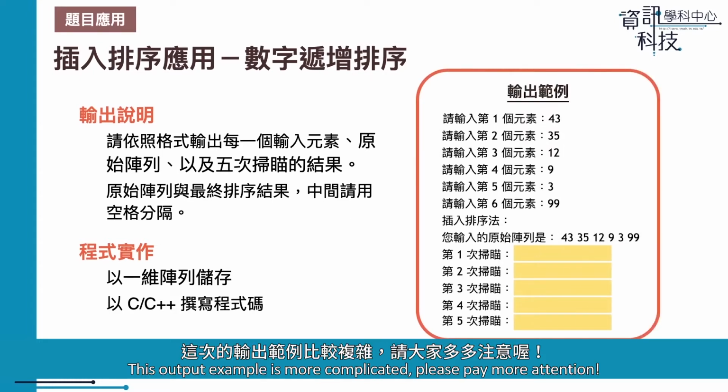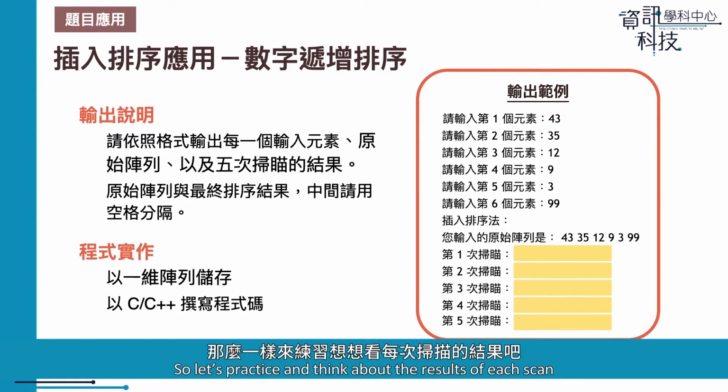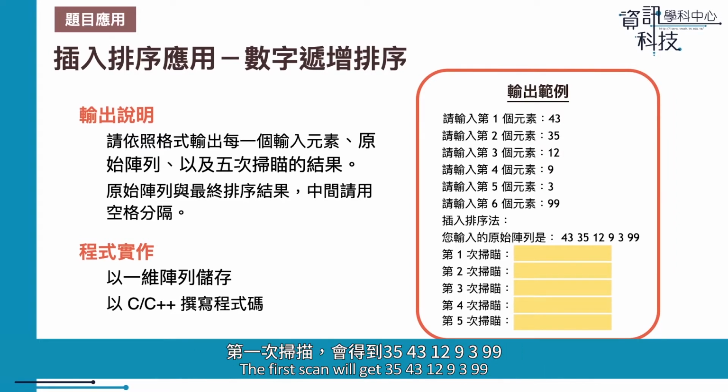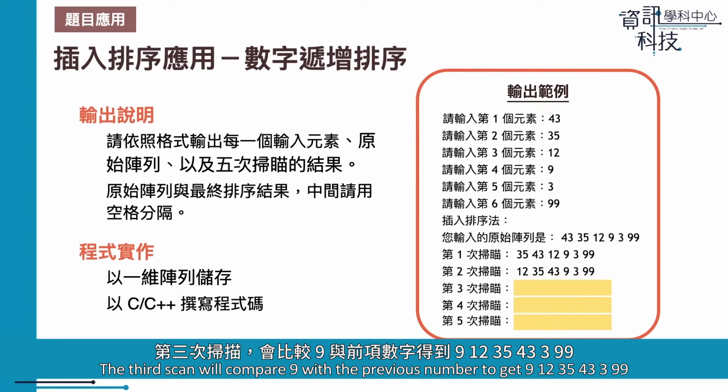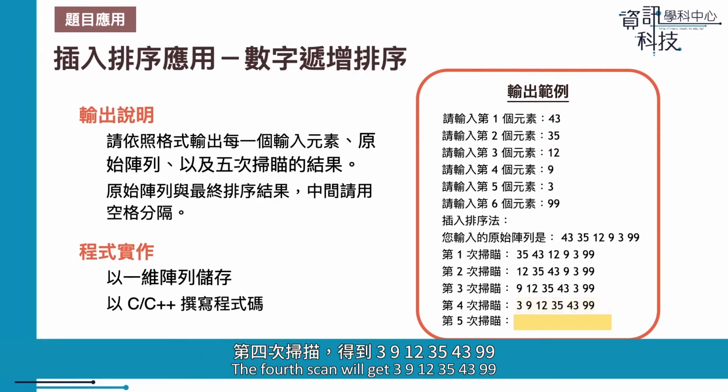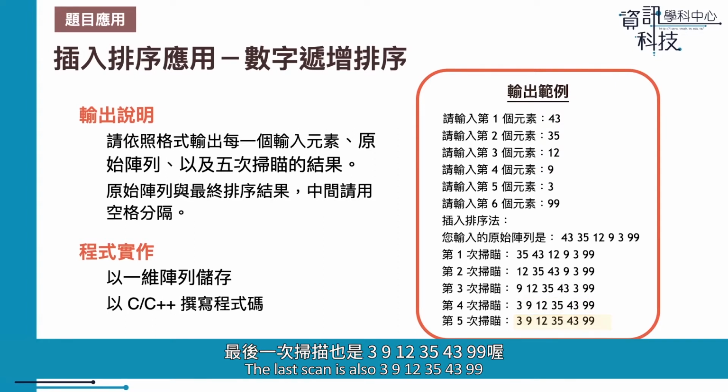Output example. This output example is more complicated. Please pay more attention. So, let's practice and think about the results of each scan. The first scan will get 35, 43, 12, 9, 3, 99. The second scan will compare 12 with the previous number to get 12, 35, 43, 9, 3, 99. The third scan will compare 9 with the previous number to get 9, 12, 35, 43, 3, 99. The fourth scan will get 3, 9, 12, 35, 43, 99. The last scan is also 3, 9, 12, 35, 43, 99.